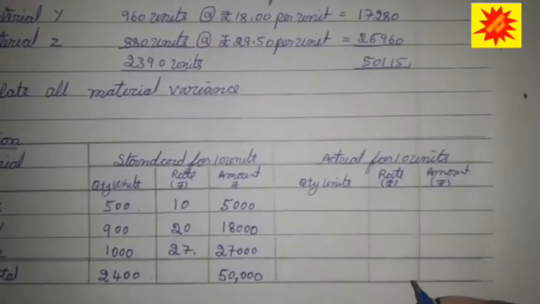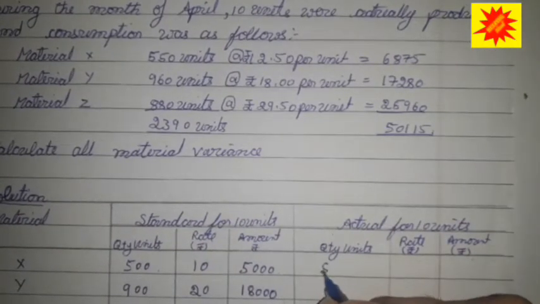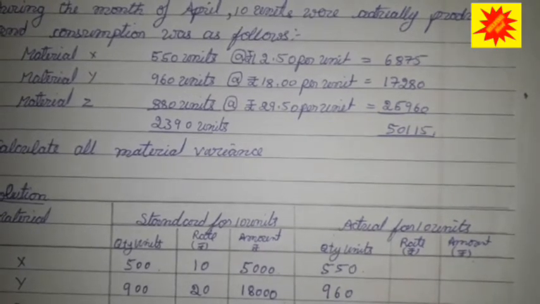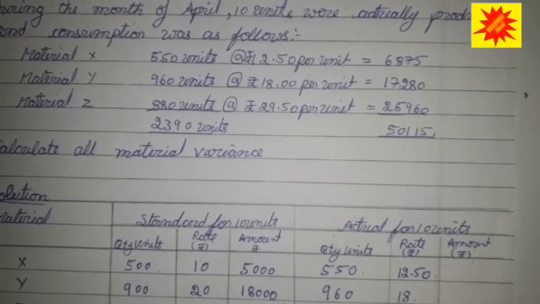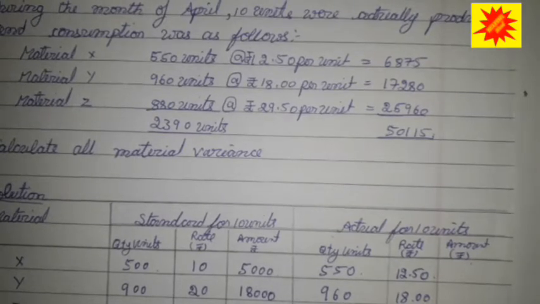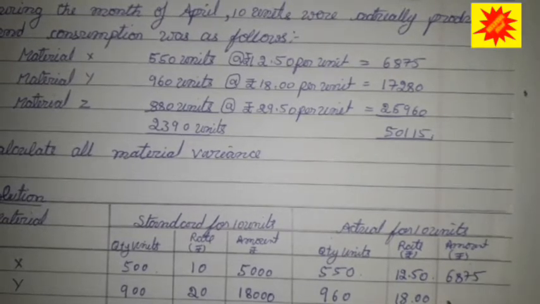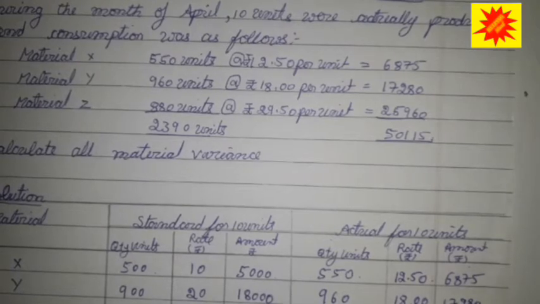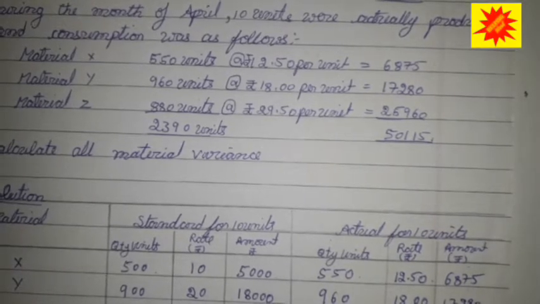Now let us move on to actual cost for 10 units. It is directly given to us, right? So we directly record it. 550, 960, 880, and the rates will be 12.50, 18.00, 29.50, which will give you 6875. It is directly given to us in the question, so we can directly copy it down. And the totals are this. These are the actual units used. This is the actual cost incurred.